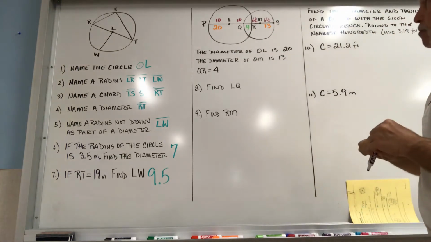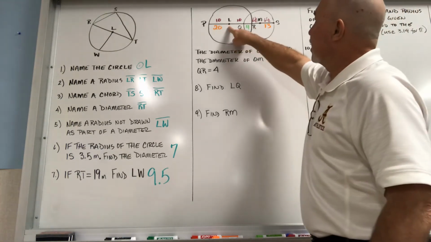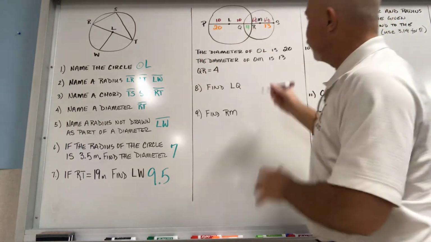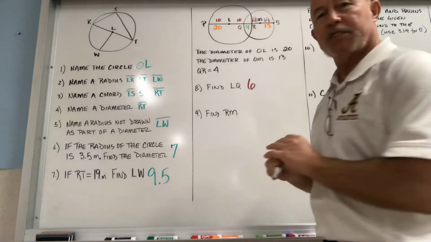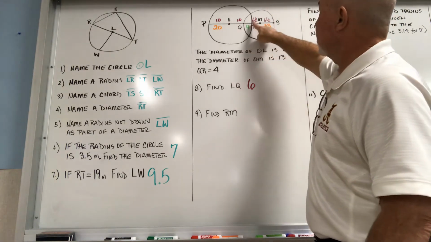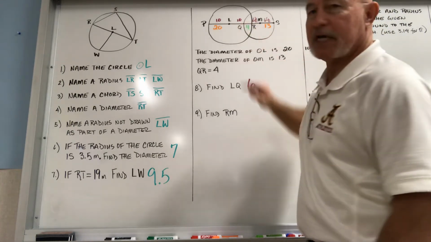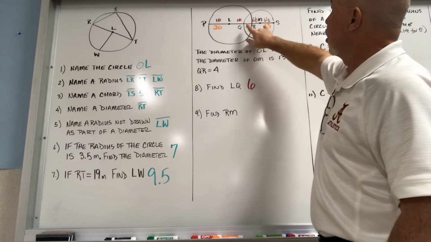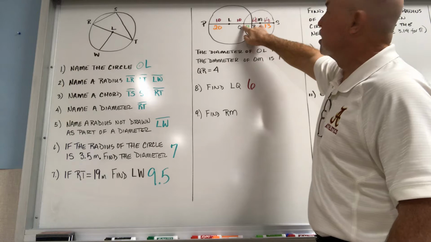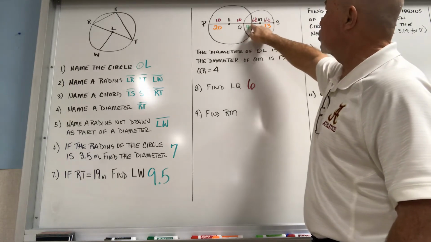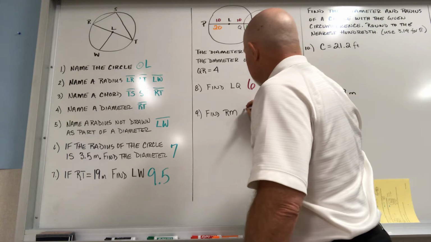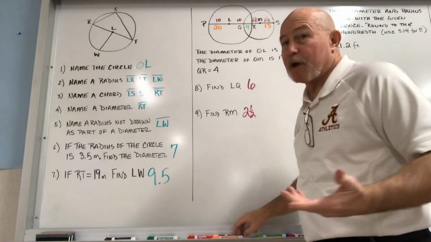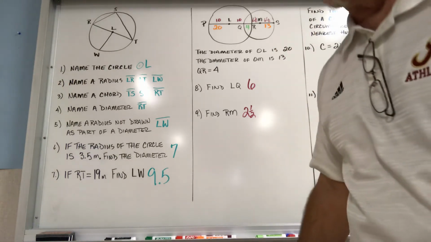So, what have we got? Well, if L to P and L to R, each of them is 10, 10 minus 4 is 6. 10 minus 4 gives me 6. RM, that distance right there. If that entire distance is 6 1/2, and I subtract that 4, just about relationships. We can deal with each of those.